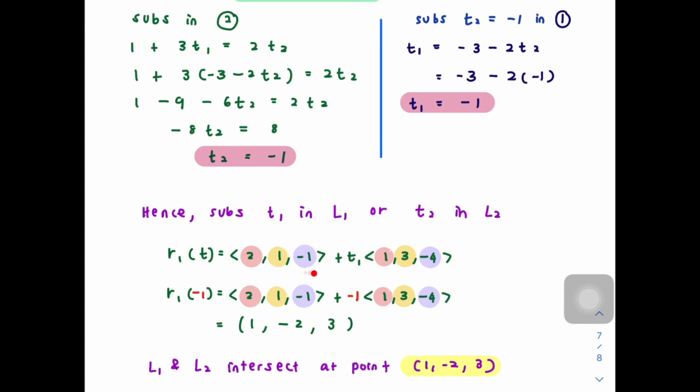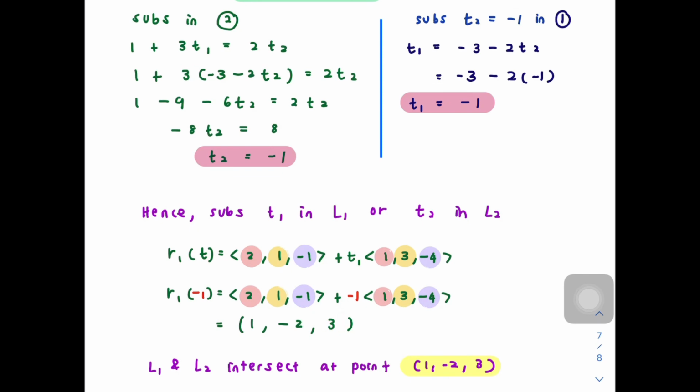So this is the equation of line 1 just now. And then let's substitute T1 as negative 1. And then open up the value. For I part, this is just 2 minus 1, which is 1. For the J part, 1 minus 3, which is negative 2. And for the K part, negative 1 plus 4, which is 3.